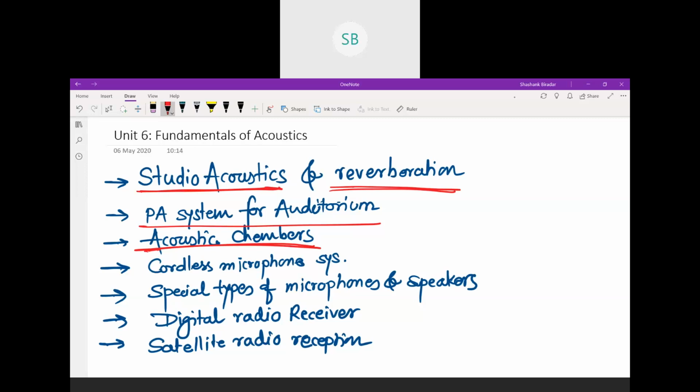The fourth one is the cordless microphone system. Generally we use a cordless microphone system. So we will be looking at what are the key constituents of this cordless microphone system, what is the principle of working, what kind of technology is used, and how it works. We will be looking into that, because as far as our sixth unit is concerned, I guess two lab assignments are there.